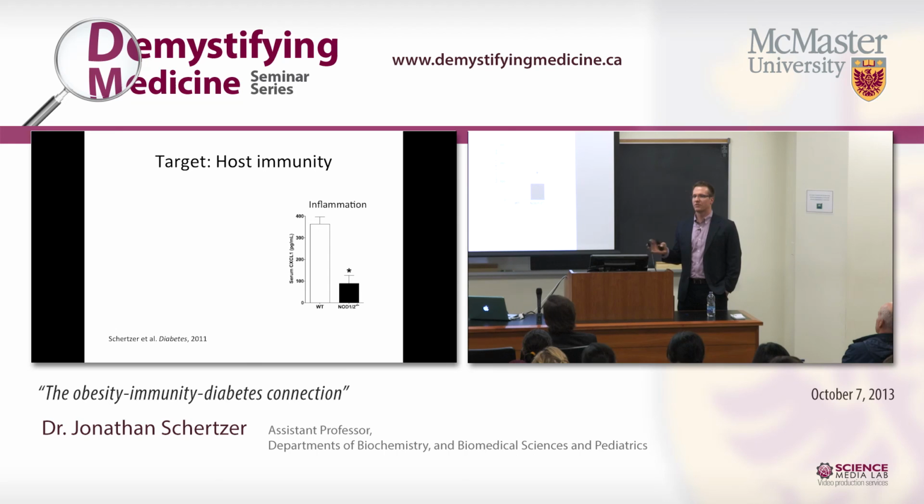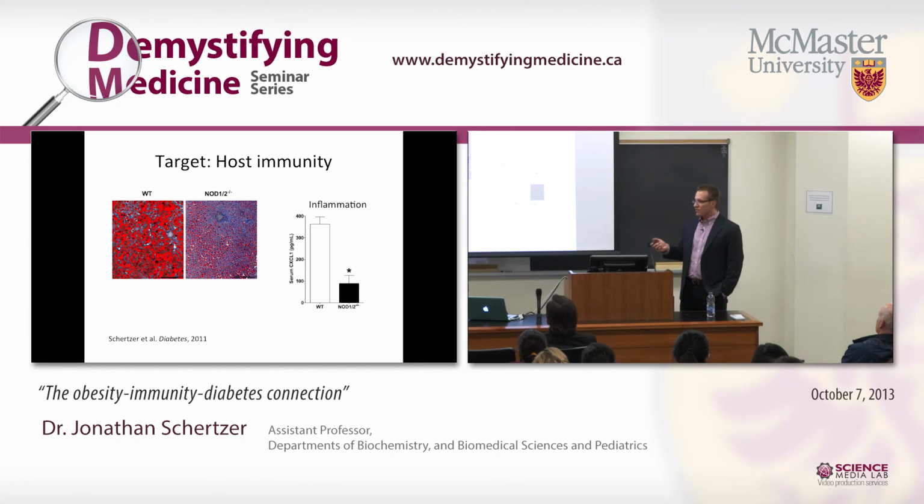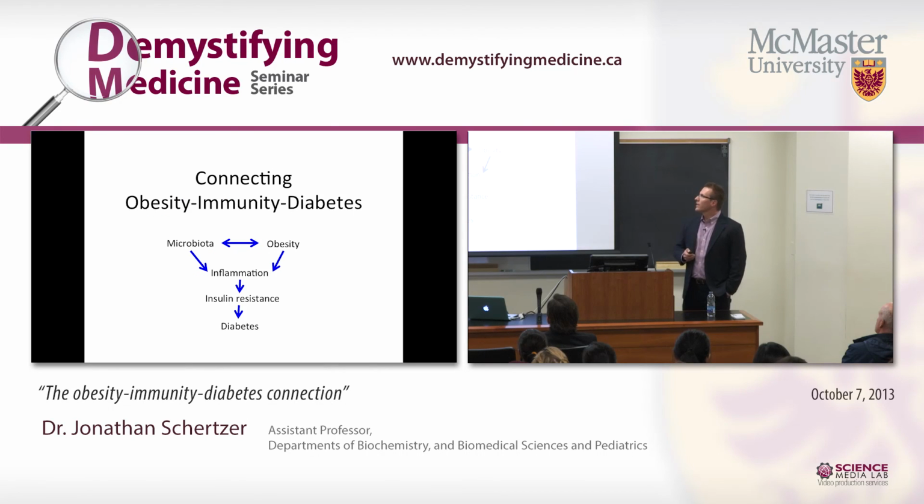We can measure this through a plethora of cytokines or intracellular mediators, but these mice that lack peptidoglycan sensing have reduced inflammation, and they actually have a striking reduction in liver fat accumulation when these mice are on a high-fat diet. So I think what I want to tell you as a take-home message, if you want to connect obesity, immunity, and diabetes, this is the relationship I would propose. We need to consider the bugs that reside in us and how they interact with obesity through inflammation and how that can drive changes in insulin resistance.